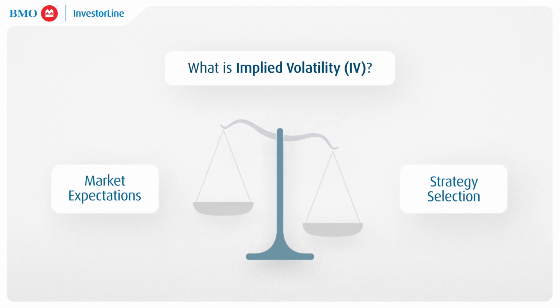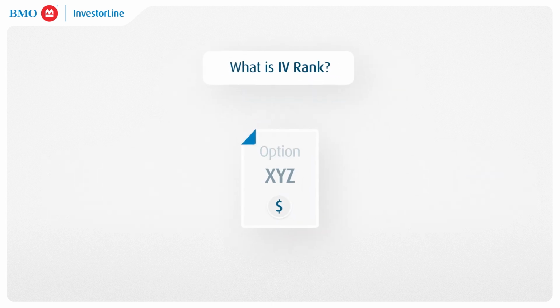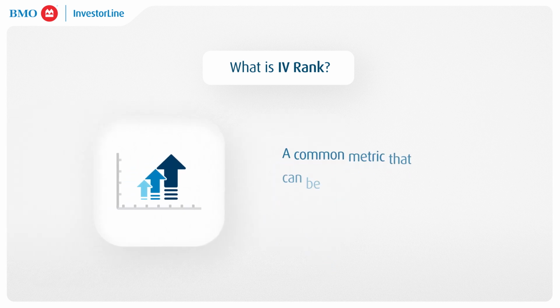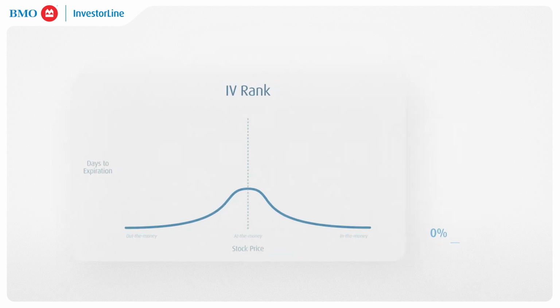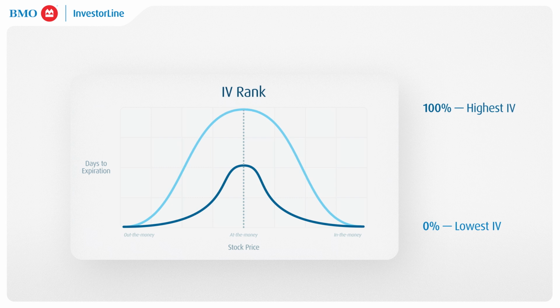Trading strategies based on volatility requires a method for assessing whether an option's premium is cheap or expensive relative to its history. IV rank is a common metric that can be used to measure IV and select an appropriate option strategy. IV rank compares the current IV to its one-year history. It ranges between 0% to 100%, where 0% represents the lowest IV reading and 100% the highest IV reading over the past year.